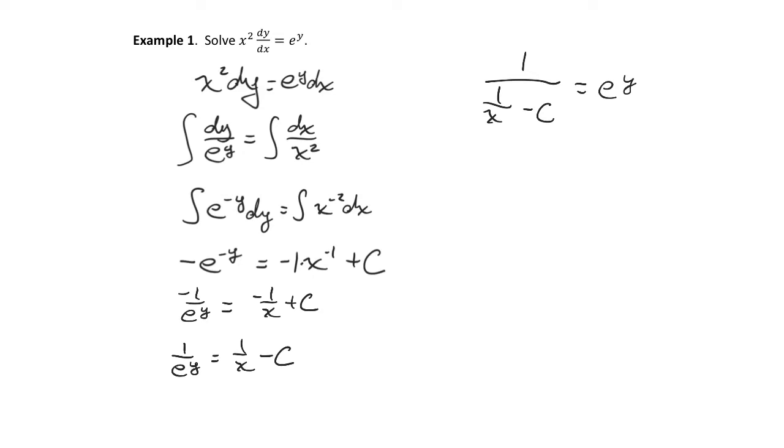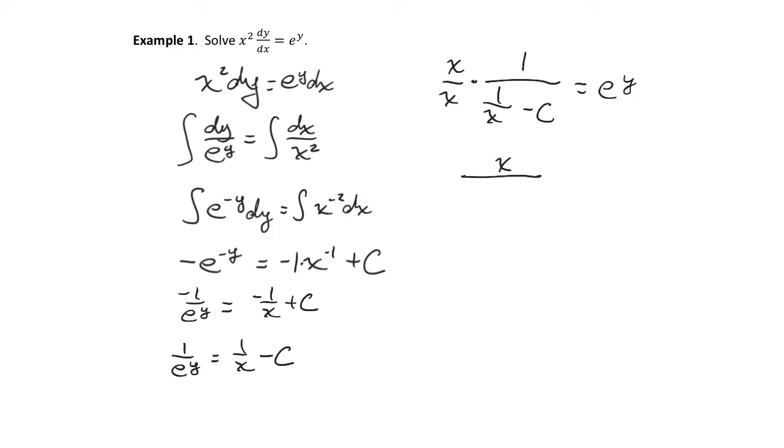And then we can take the natural log of both sides. But before we do this, maybe I'd like to make some sort of algebraic simplification. Let's multiply by x over x here to get rid of the 1 over x in the denominator. That's not necessary, but it just makes our equation look nicer.